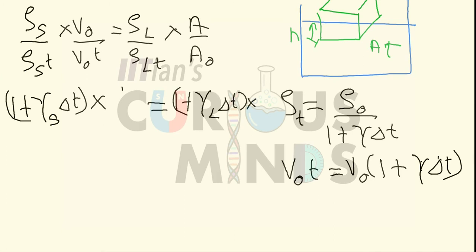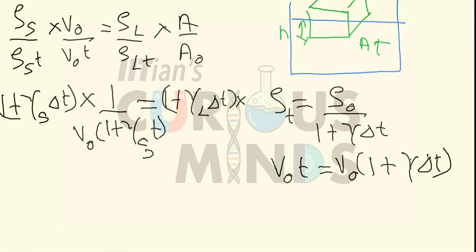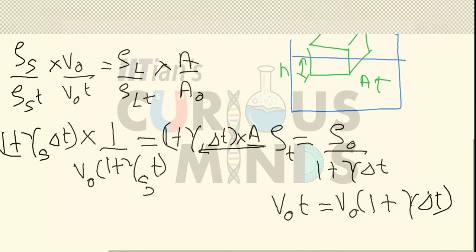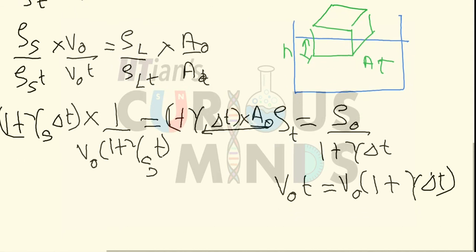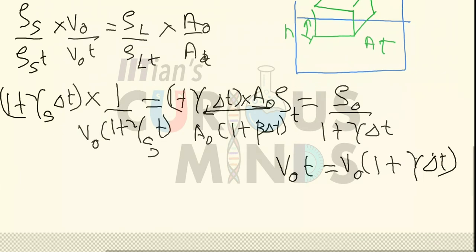So I can substitute this term as V naught into 1 plus gamma of the solid into delta T. The volume will be equal to the volume of the solid at T. For the solid, the area A divided by A naught will be equal to A T divided by A naught, which is A naught into 1 plus beta delta T divided by A naught, where beta is the coefficient of areal expansion.